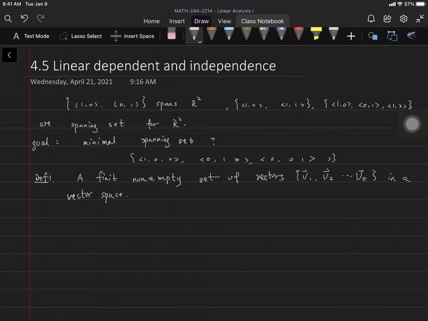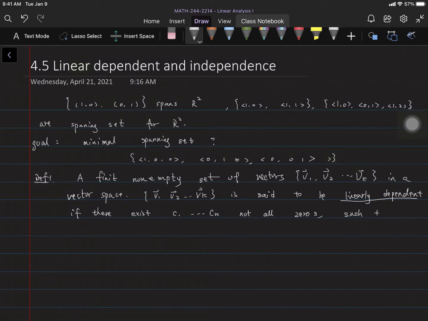Then this set v1, v2, up to vk, they are all vectors, is said to be linearly dependent. Linearly means there's no power, just a linear combination. If there exist scalars c1 to ck, they are like the combination. Do you still remember the linear combination? c1 v1. Okay, they are not all zeros, such that, in the future we just write s.t., the linear combination c1 v1 plus c2 v2 plus ... plus ck vk equals 0.